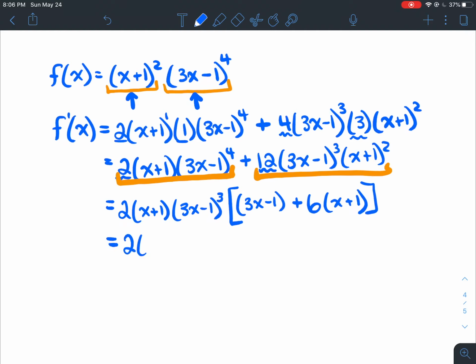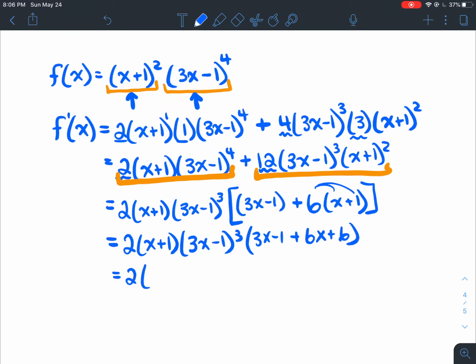Okay, now I'm almost done. I'm just going to collect like terms and simplify. So what's in the bracket will become (3x − 1) plus 6x plus 6. And then I'm just going to collect like terms, and I am done. Okay, so 3x plus 6x, 9x. 6 minus 1, 5. Assuming I didn't make any silly calculation errors, that should be the answer.